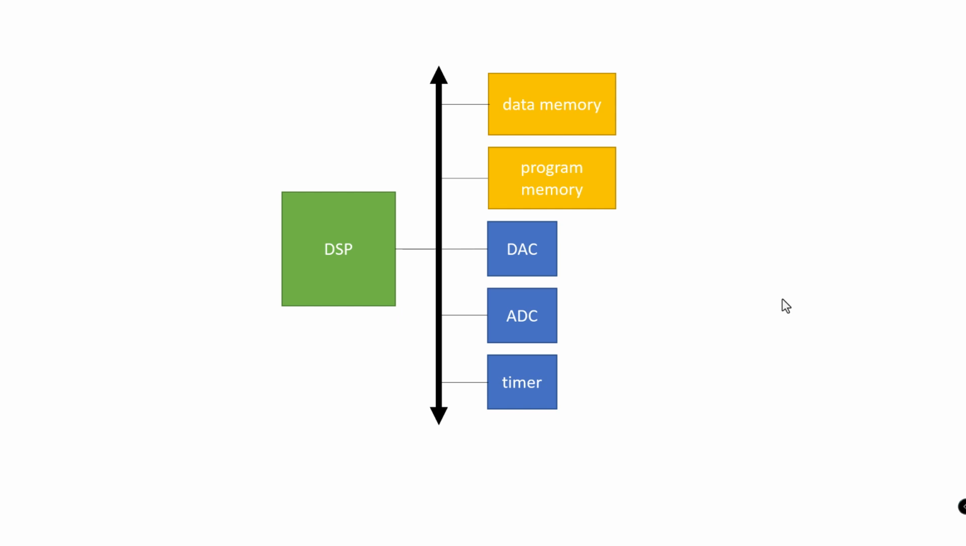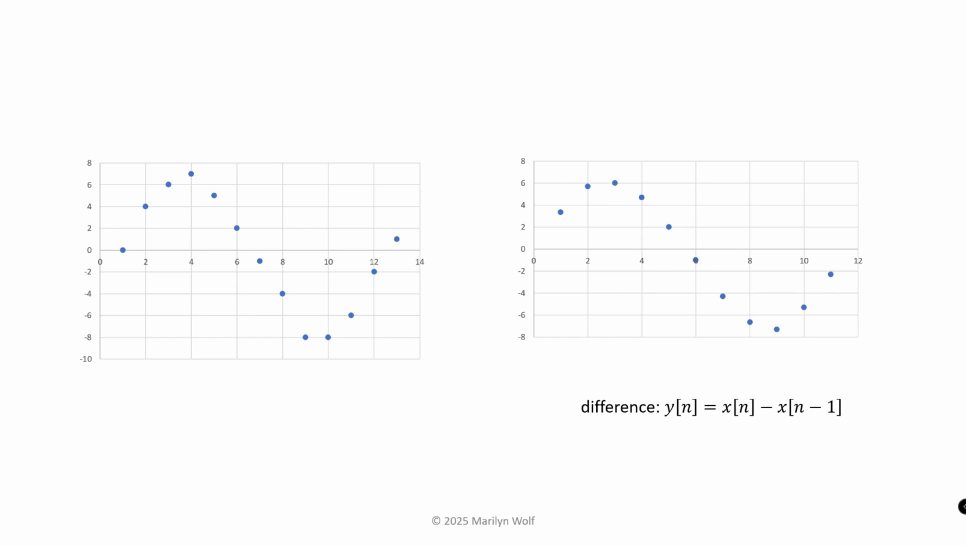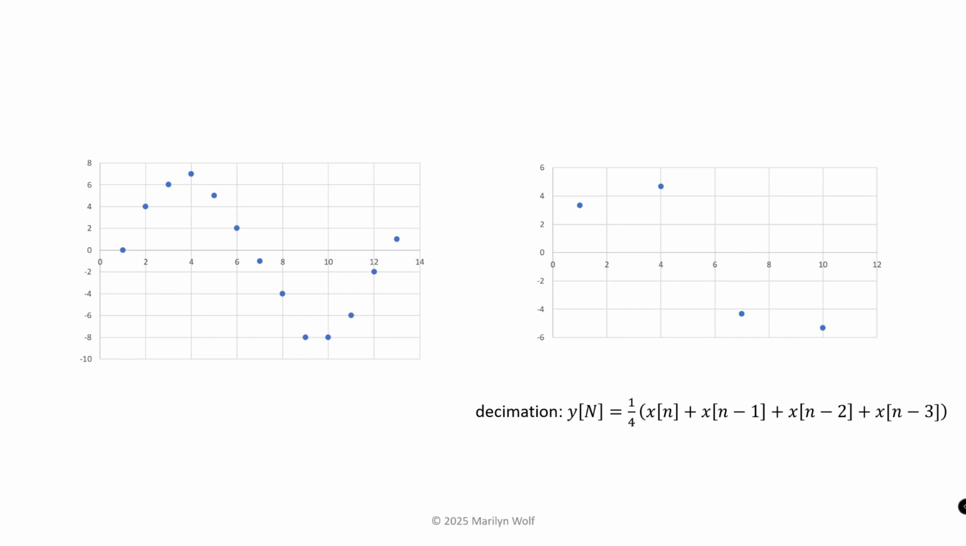Here's a computing platform for signal processing. A DSP is a digital signal processor, a CPU that has some specialized operations, for example, the multiply-accumulate operation we just saw. Several types of operations on digital signals are very useful. Here is an average computed of 3 values in the original signal. Here's a difference between a sample and its previous value. This decimated signal has 1/4 the sample rate of the original. Each sample in the decimated signal is the average of 4 samples in the original signal.